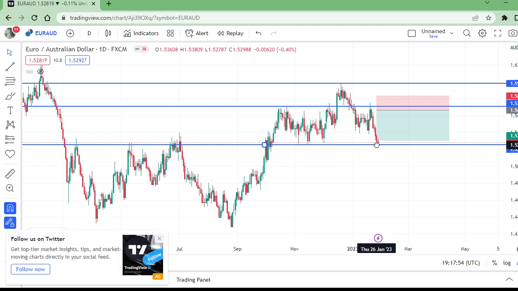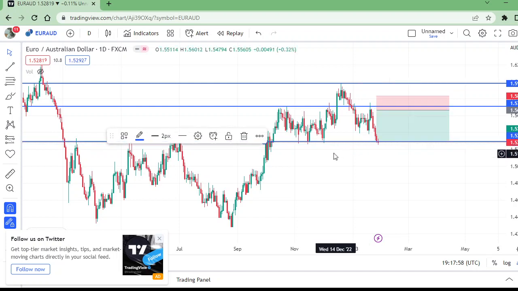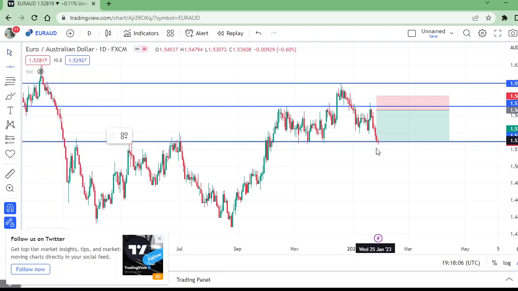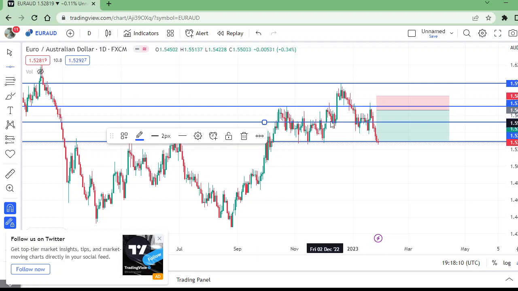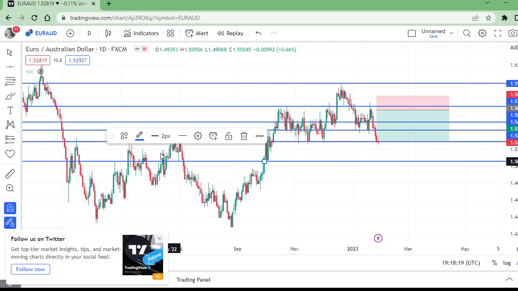It is the first take profit that can be taken here. Now let me put the horizontal line, and also here is the take profit option, here is the take profit option, and here is also a take profit option.